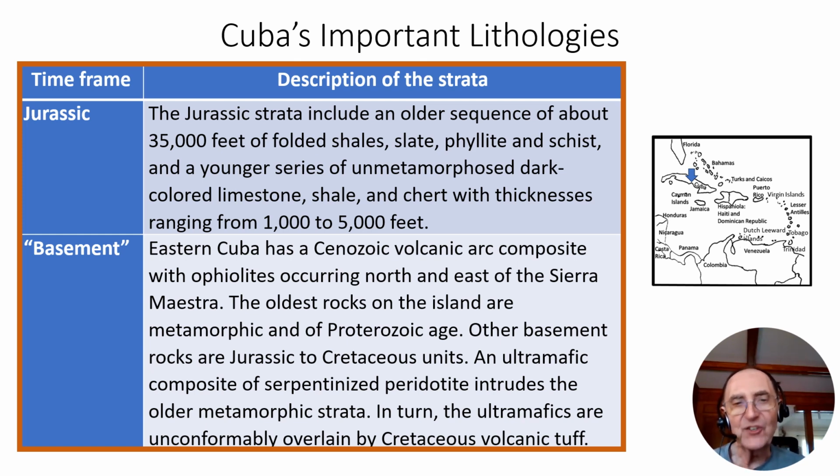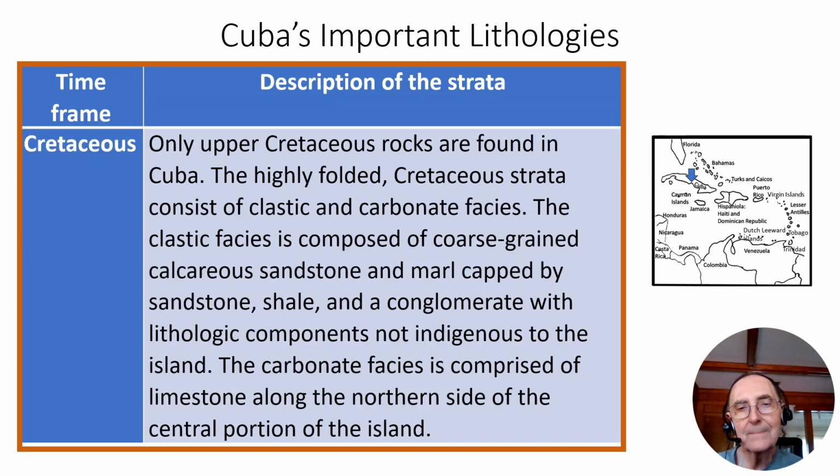As far as Jurassic strata, that includes an older sequence of about 35,000 feet of folded shales, slate, phyllite, and schist, and a younger series of unmetamorphosed dark color limestone, shale, and chert with thicknesses that range between 1,000 and 5,000 feet. Well, what about the Cretaceous lithologies?